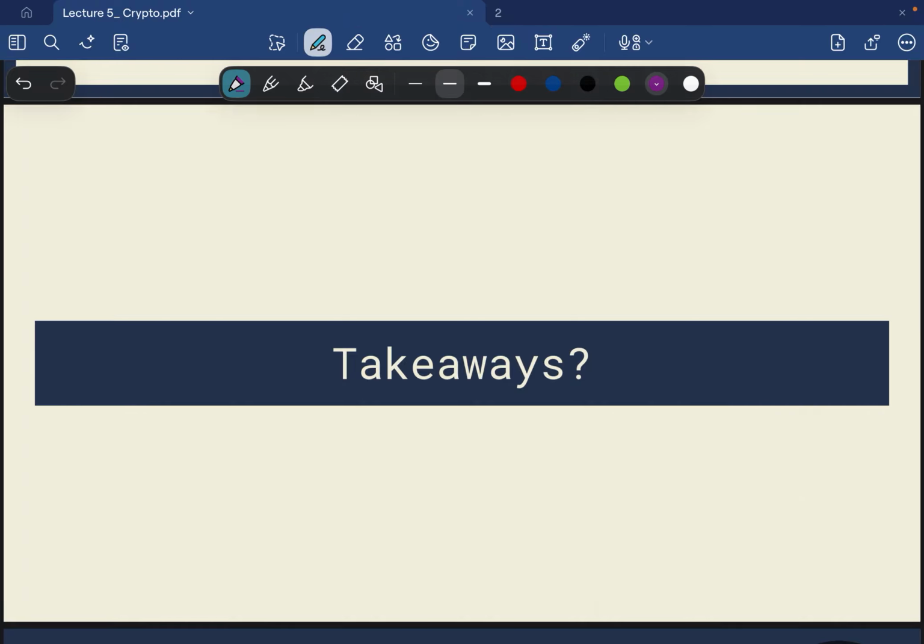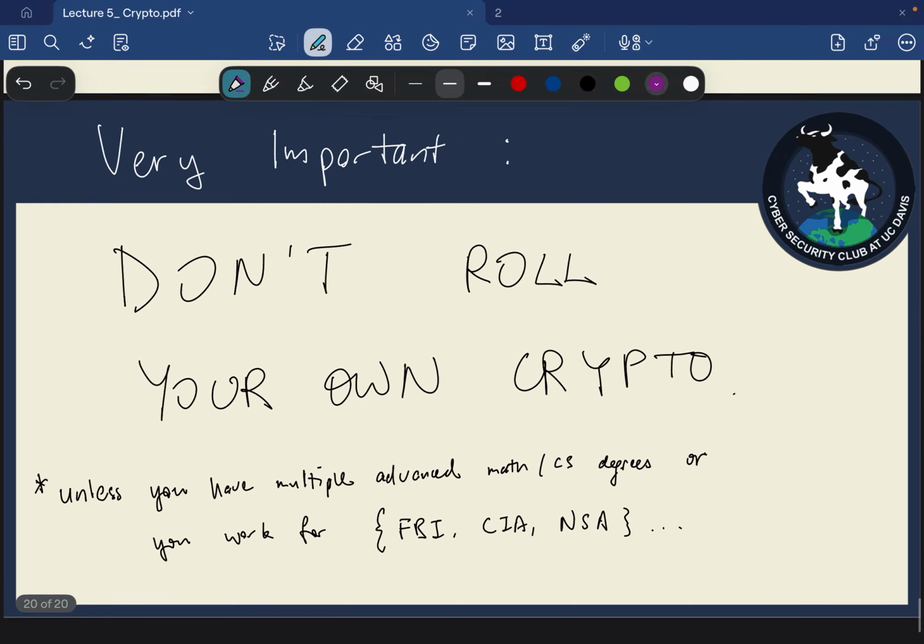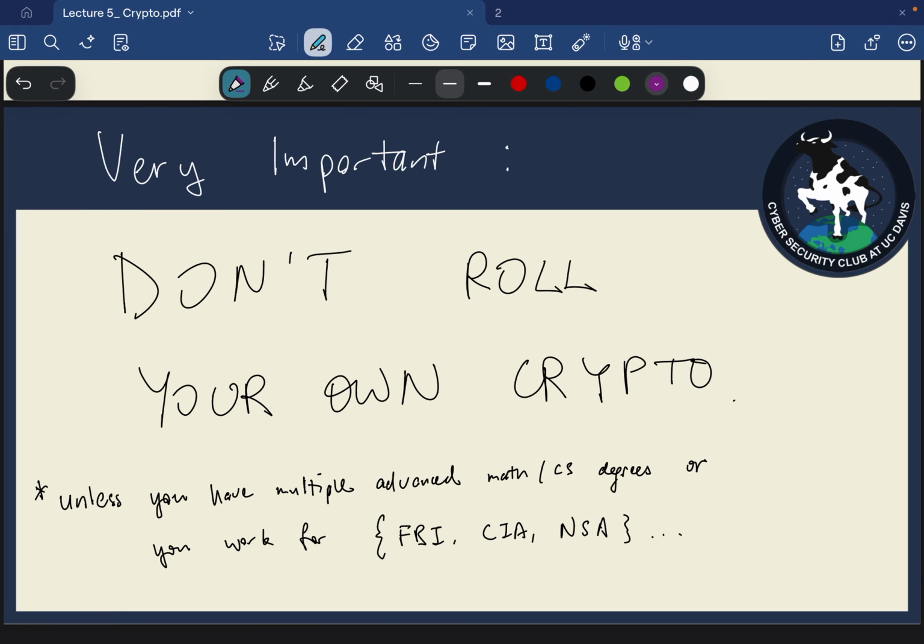My main takeaway is a lot of cryptographic experts will tell you, don't roll your own crypto. Which is, unless you have multiple advanced math or computer science degrees, or you work for one of those 3-letter agencies, you should never try to use your own cryptographic algorithms. The key in cryptographic algorithms is that security resides in the property of your key.